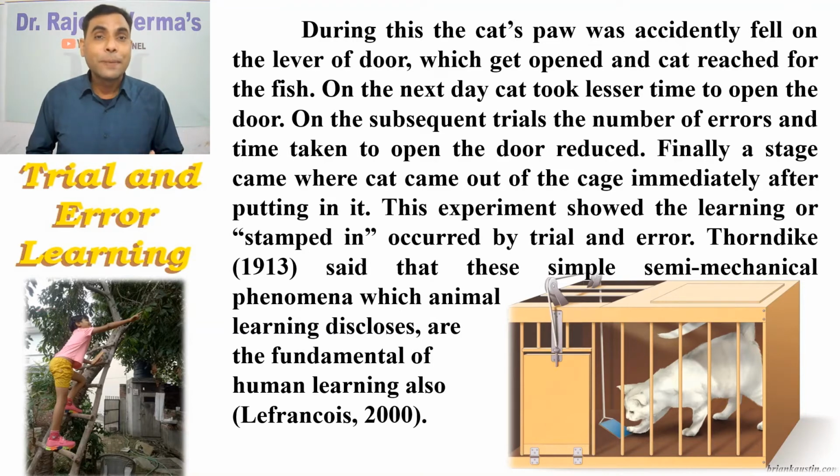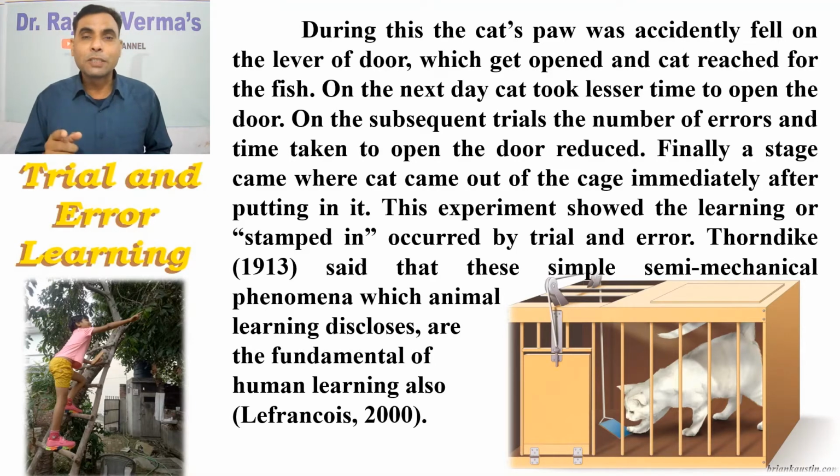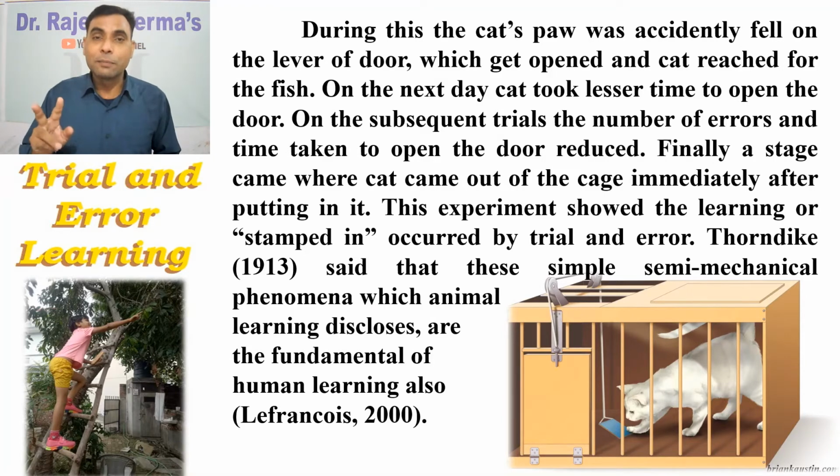These observations made Thorndike come to a conclusion that during this whole process, the cat learned to open the door. That is, now it has become a permanent association between the stimulus and the response. The stimulus was the lever. The response was the pressing by the paw. So that was the connection between the stimulus and response, and this way the cat learned to open the door of the puzzle box.